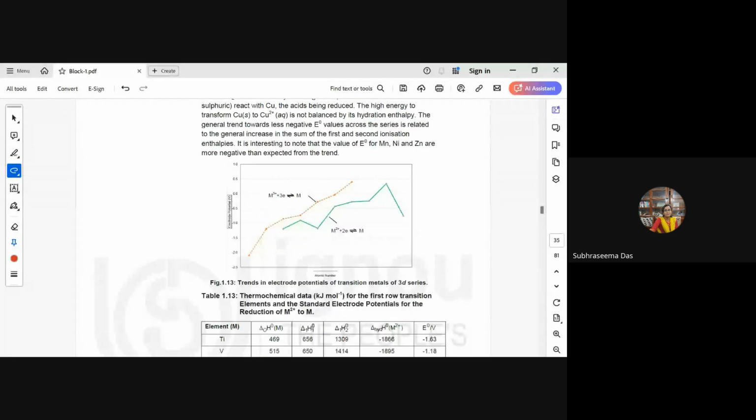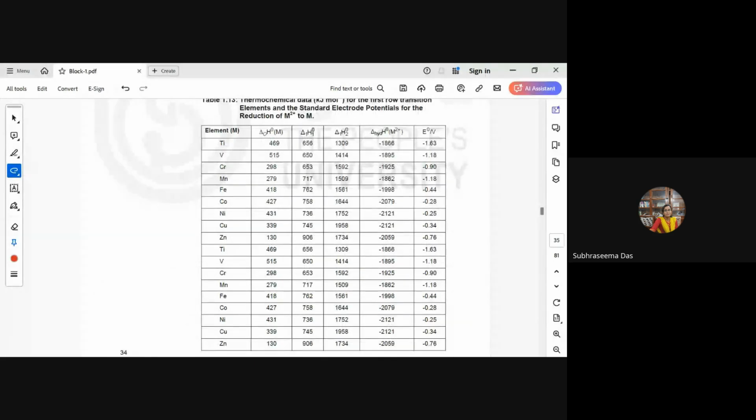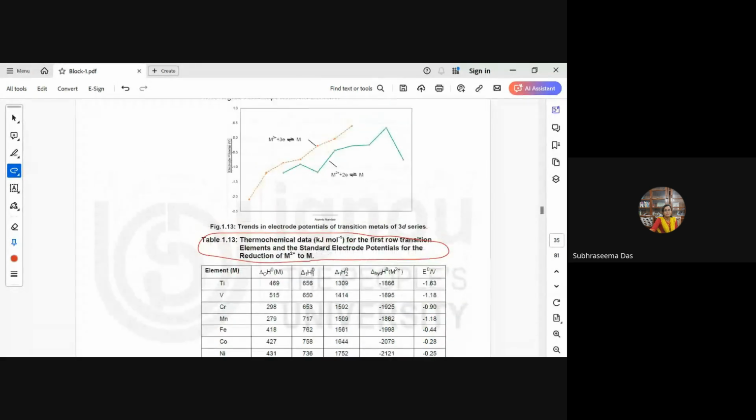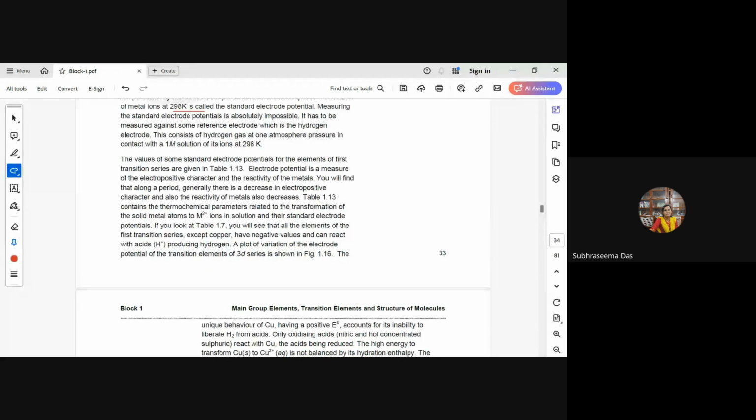So, in table 1.13, the E0 values of various elements and their reduction potentials have been listed. The electrode potential is a measure of the electropositive character. As we can see, generally there is a decrease in electropositive character, and the reactivity of the metals also decreases along a period. So in a period, the reactivity of the metals decreases, and there is also a decrease in the electropositive character.